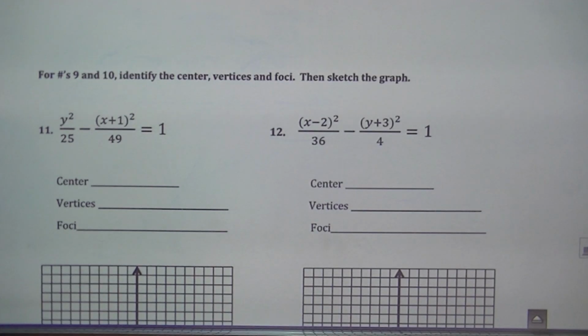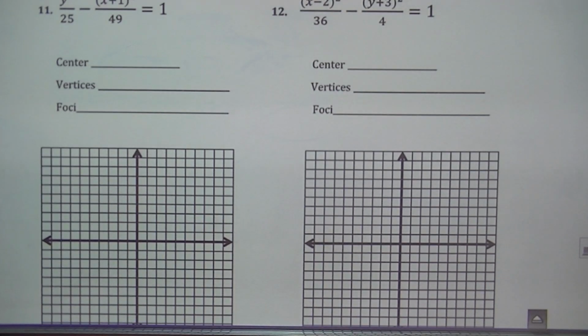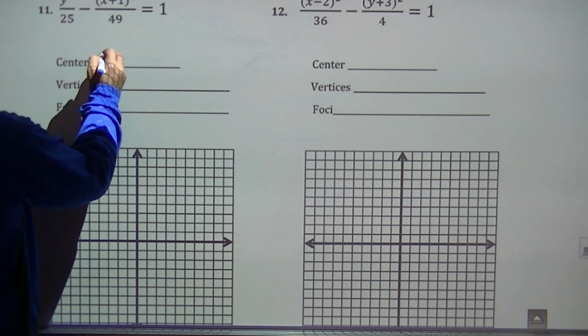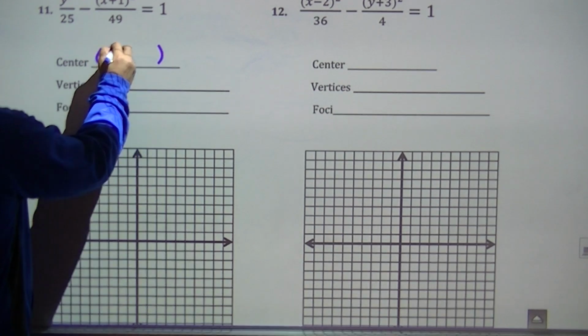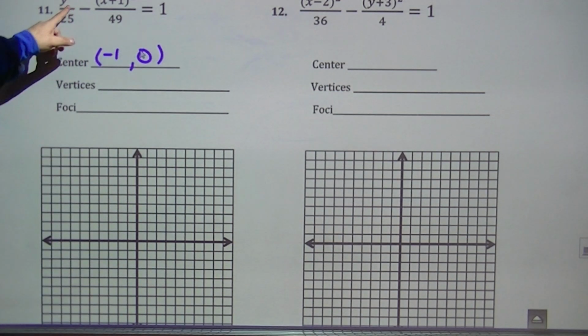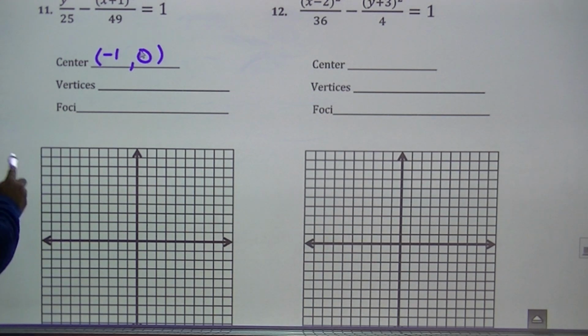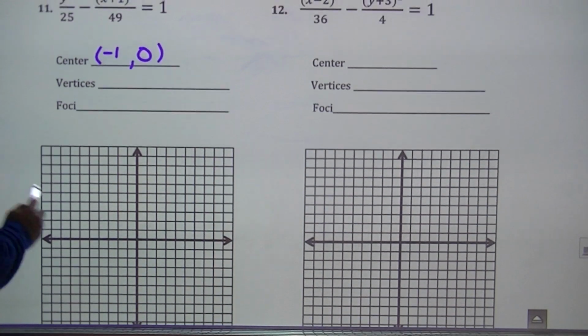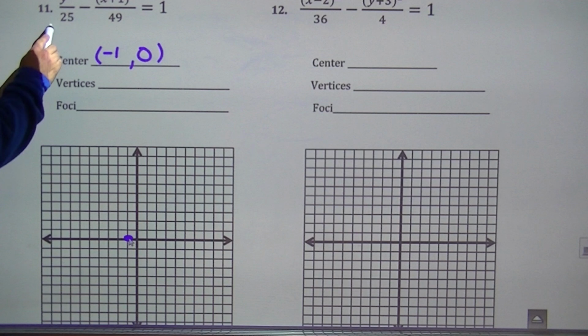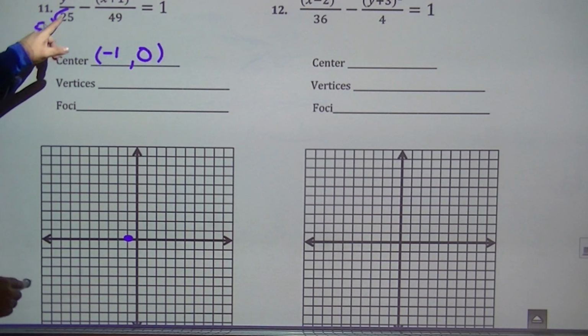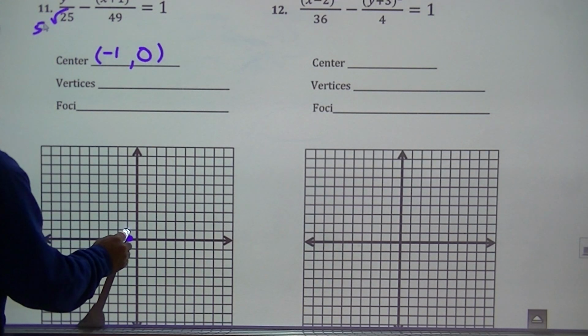Okay, now we're moving into hyperbola. My center, I've got to be careful with this. Your center here is going to be negative 1, 0, because there's nothing inside of that. So I'm going to go to negative 1, 0. The square root of this is going to be 5. Now since it's underneath y, I'm doing 5 in the y direction.